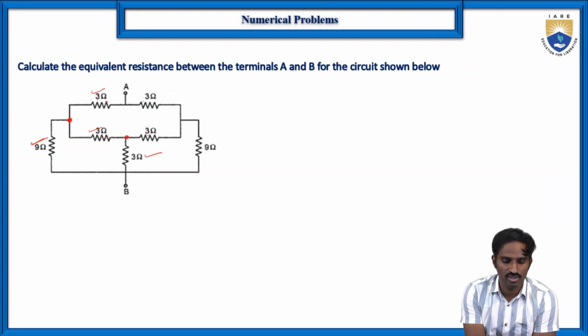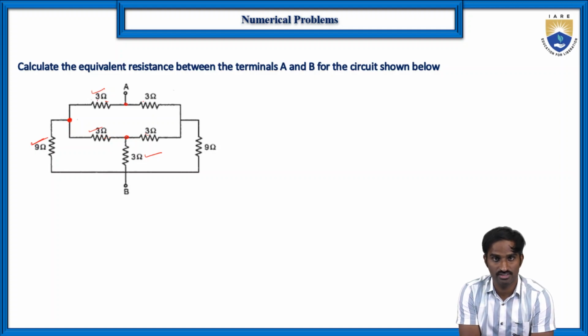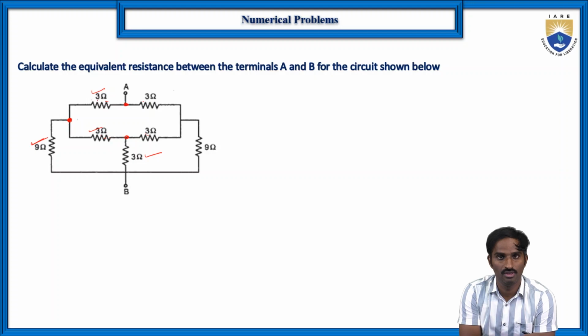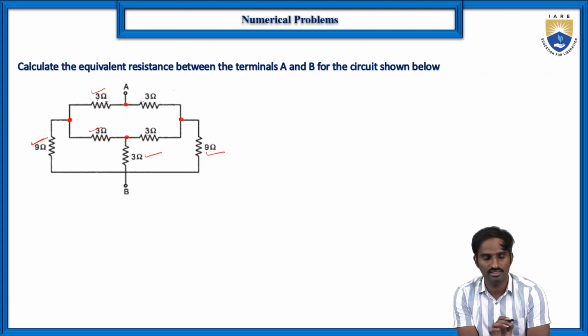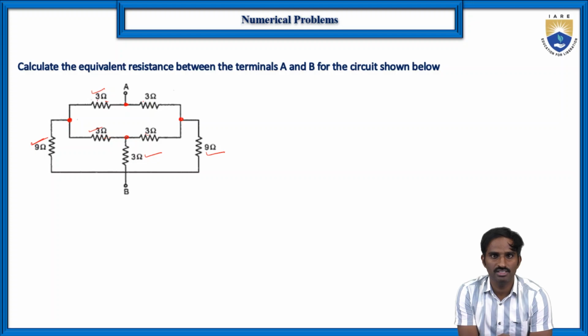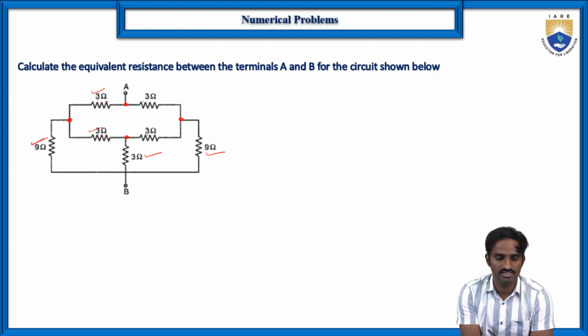And these two also have one common node, but the common node is connected to the terminal that we are going to find the equivalent resistance across, so we should not disturb this one. Next, in between 3 and 3, again one common node is there, but this common node is connected to 9 ohms. So we cannot simply apply the series and parallel combinations to reduce this network and find the resistance between the A and B terminals. Then what are we going to do?